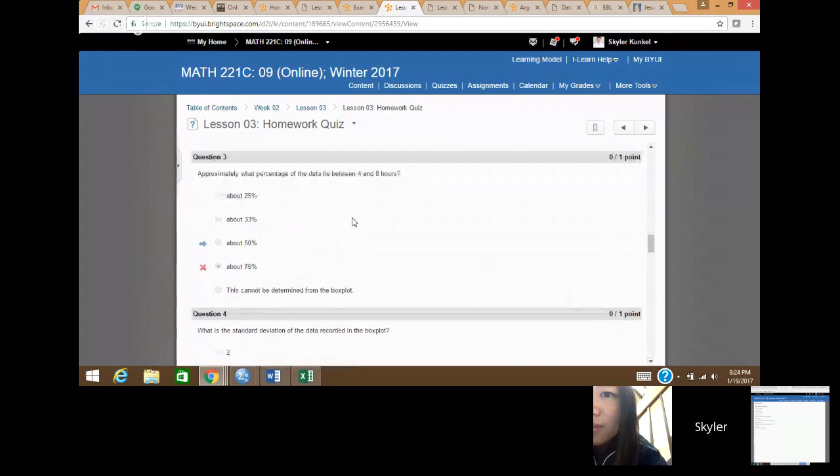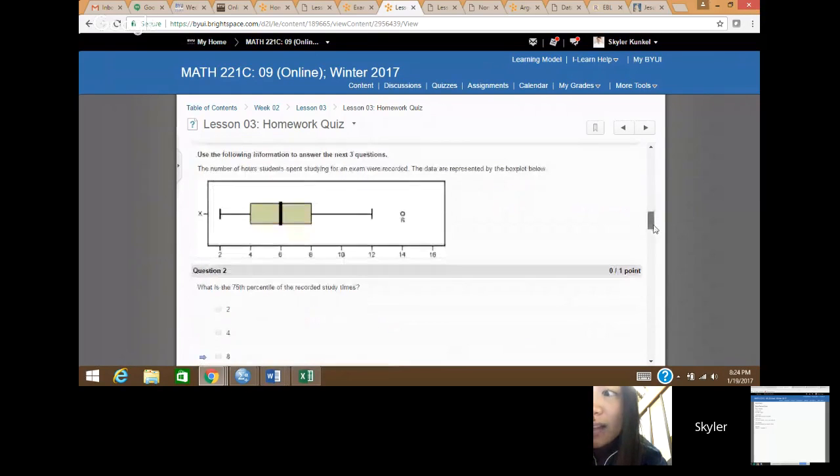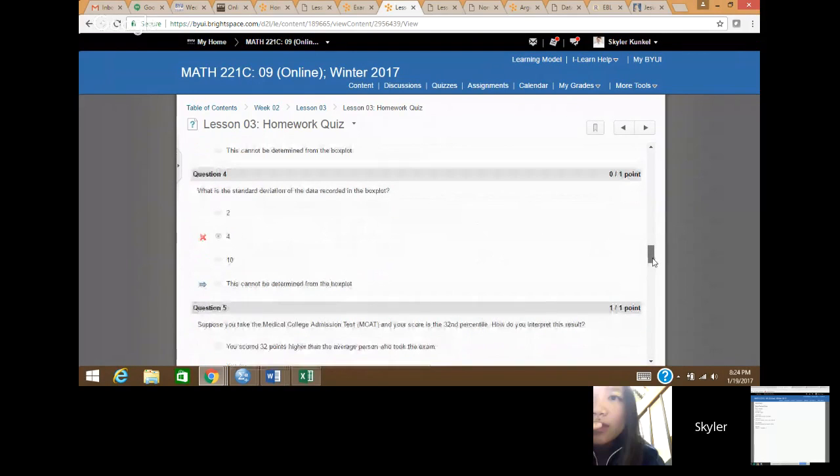So the next one was, what percentage of the data lies between 4 and 8 hours? Now that makes sense why that's 50% right there. What about the standard deviation of the data recorded in the box? How do we find the standard deviation of the box?